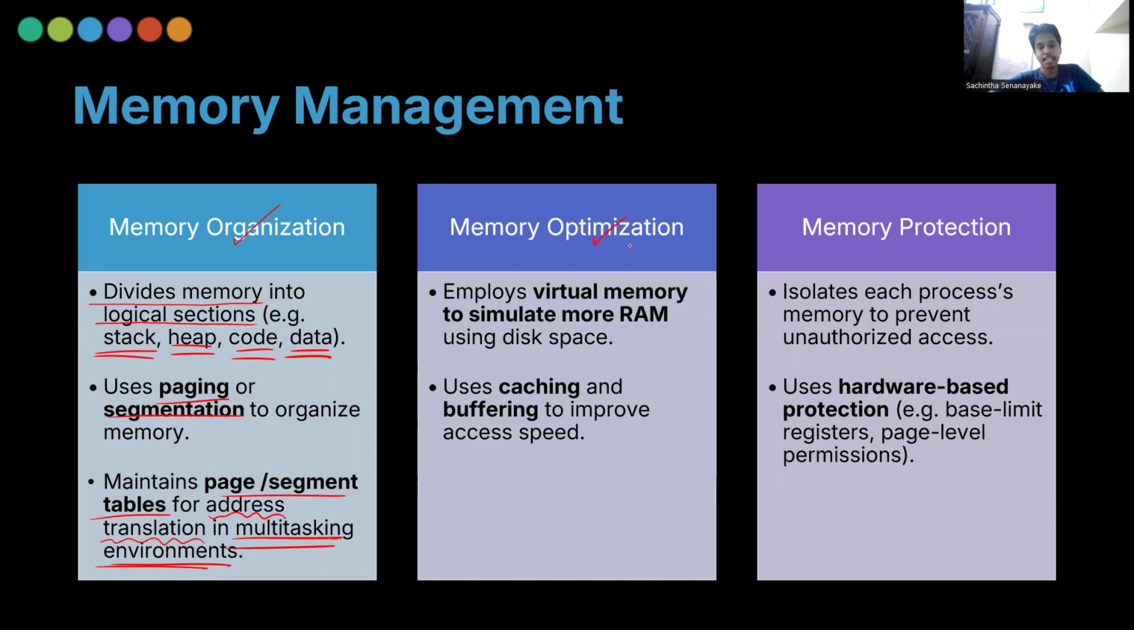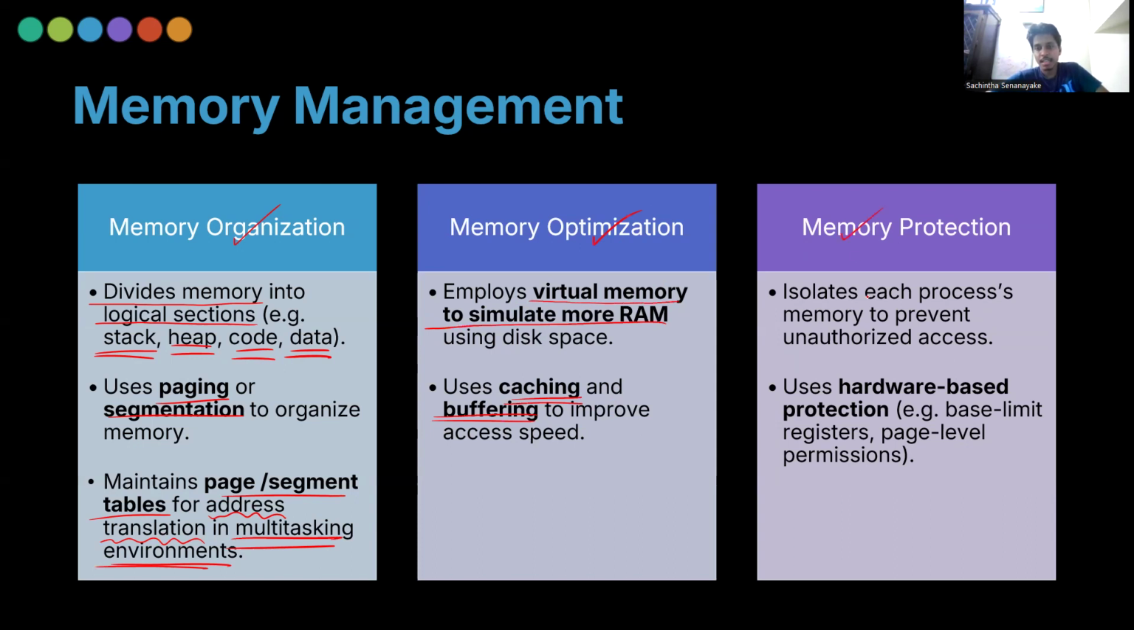Then we have memory optimization. Memory optimization is about using virtual memory to simulate more RAM using disk space, right? It ensures that all applications are given this illusion that they have unlimited RAM to use. Also, memory optimization involves a bit of caching to ensure that there's fast access for frequently accessed memory, as well as buffering to improve access speed.